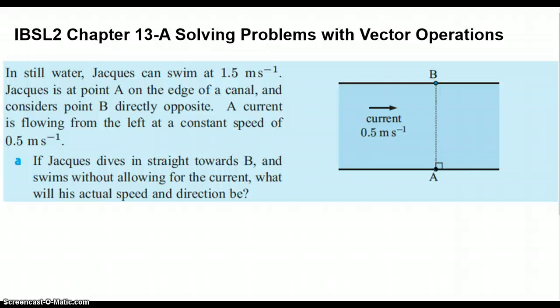First of all, we have Jacques' swimming vector going from A towards B. He's swimming directly at it, and it says that he can swim at 1.5 meters per second. Okay, so I'm going to call this vector S for swimming, okay. And this value right here, 1.5 meters per second, is the magnitude of vector S.